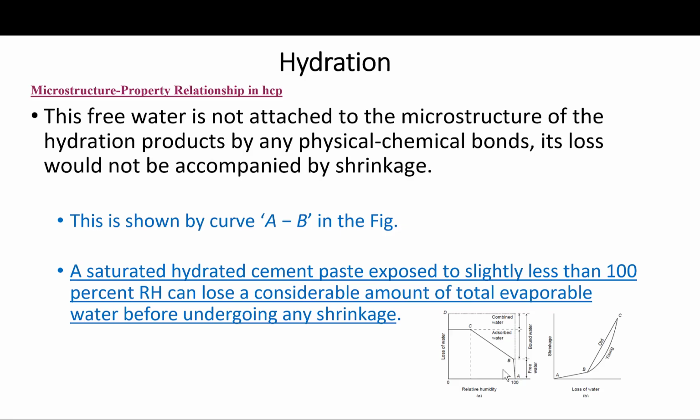So a saturated hydrated paste exposed to slightly less than 100% relative humidity can lose a considerable amount of water, of total evaporable water, before undergoing shrinkage. As you can see here, there is loss of water, but the shrinkage is not considerable.